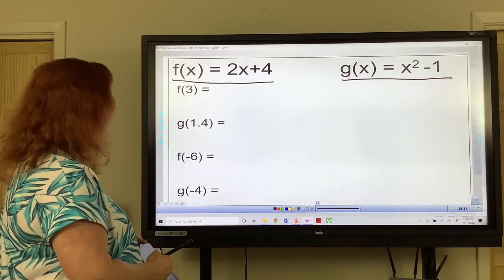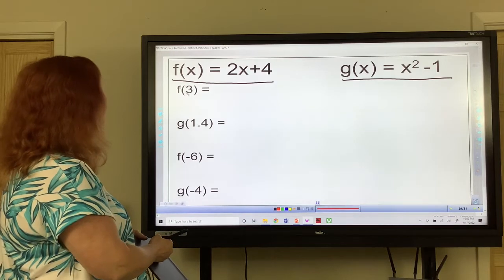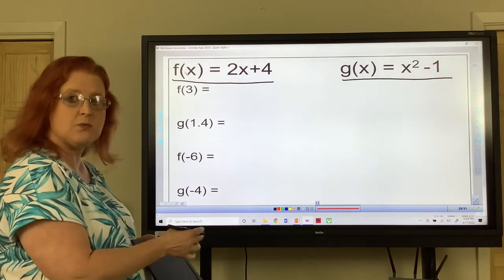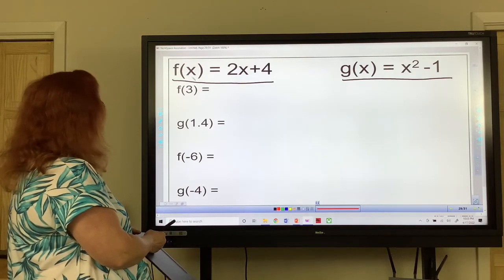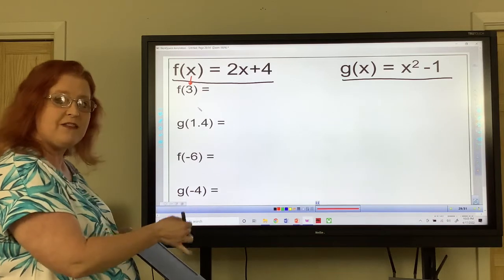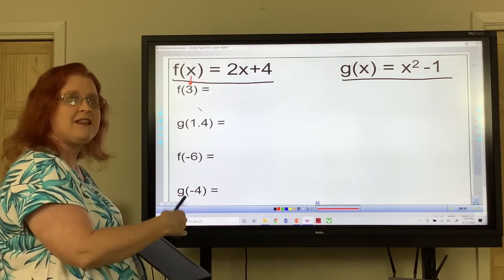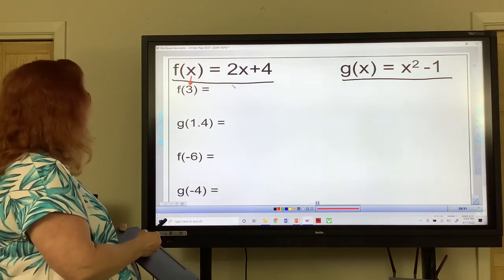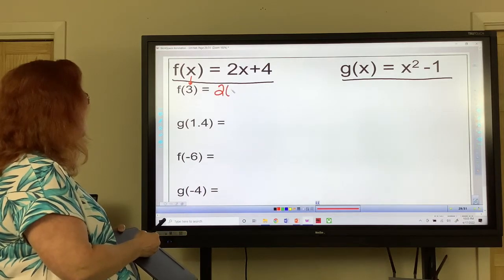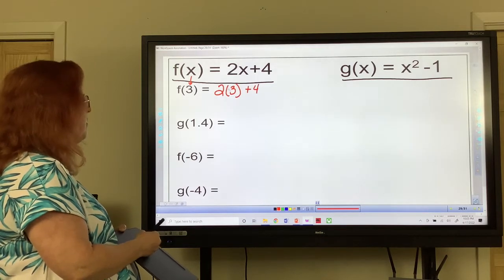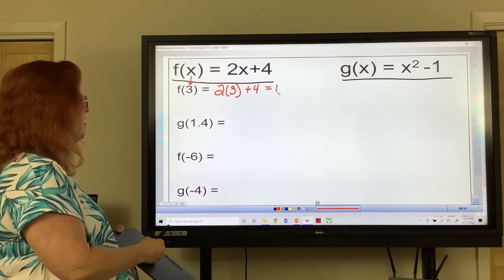So look at this right here. If I look at f of 3, I'm going to use this function because that's the one that's named f. So my x value became a 3. So I'm going to rewrite the function, and instead of having the x value in there, I'm going to put in a 3 value. And so I have 2 parentheses 3 plus 4. Well, if you work that out, that gives you 10.